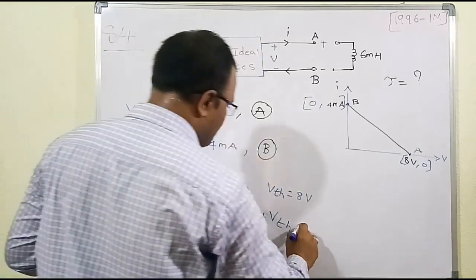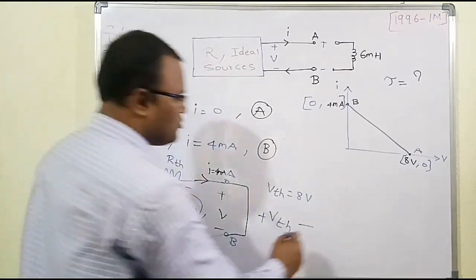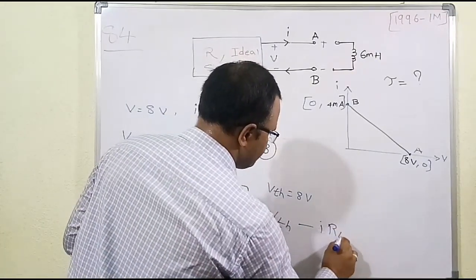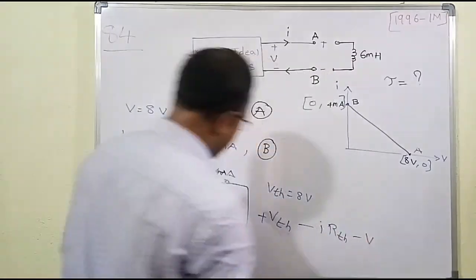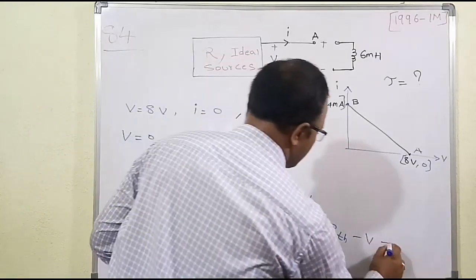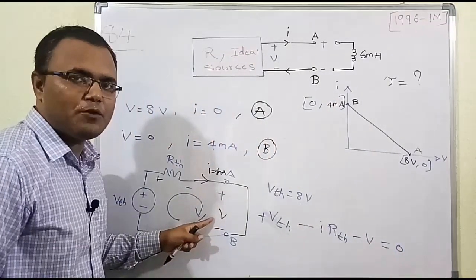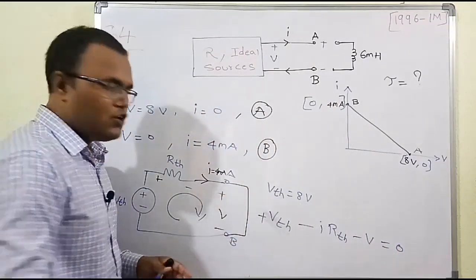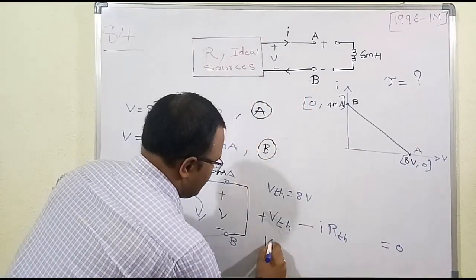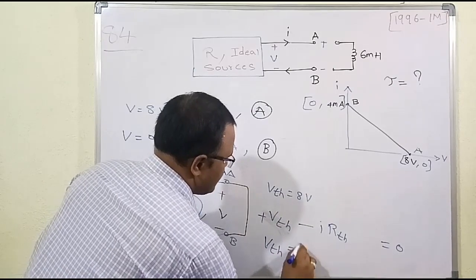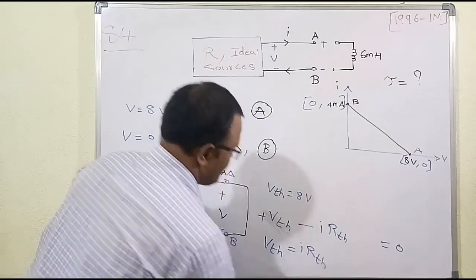So there is a drop in potential, minus I into RTH, and from minus V. Minus V is equal to, going from plus to minus, plus to minus is equal to 0. But V is equal to 0 because there is an ideal short circuit. So therefore V is equal to 0. So we can write VTH is equal to I into RTH.